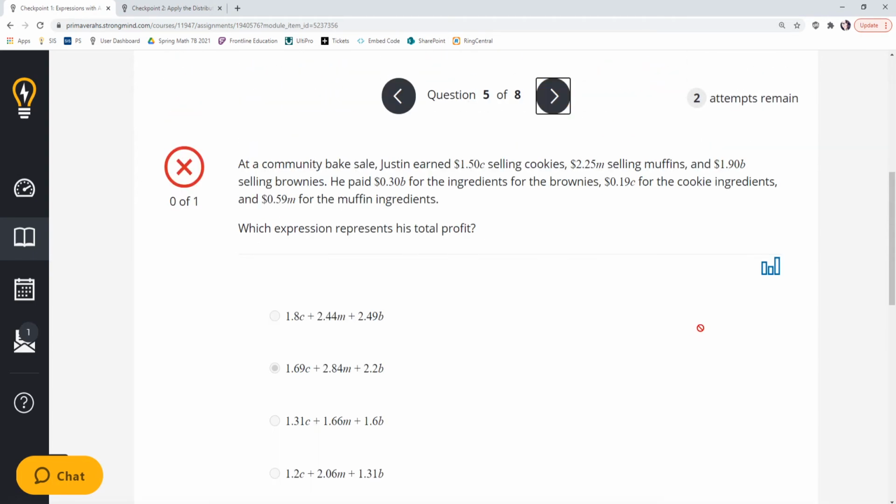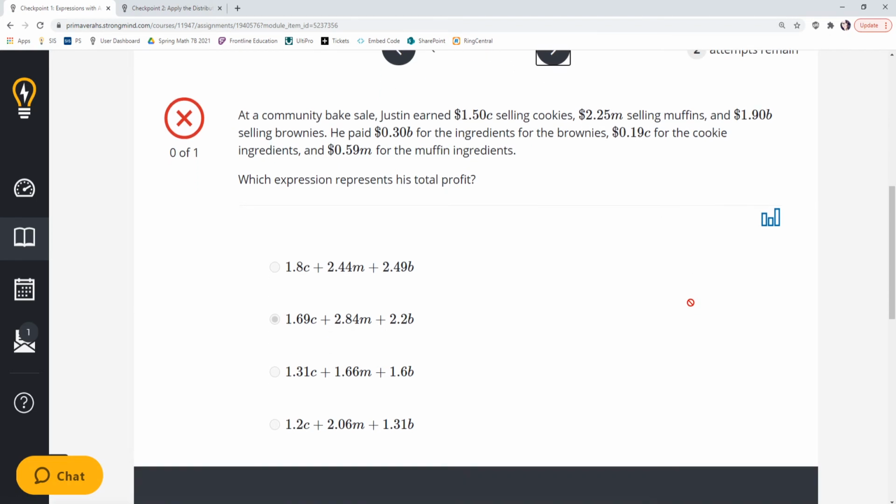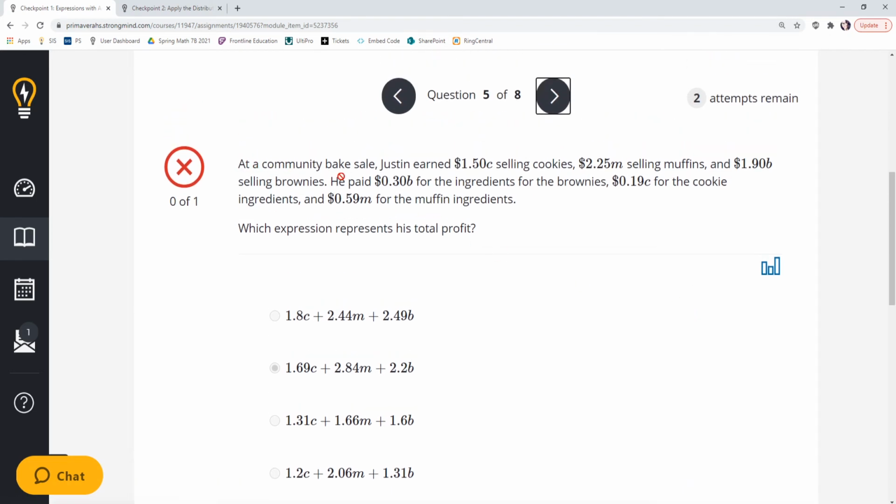All right, next one. Okay, so here it says at a community bake sale, Justin earns 1.5c selling cookies, 2.25m selling muffins, and 1.9b selling brownies. He paid 0.3b for the ingredients, 0.19c for cookie ingredients, and then 0.59m for muffin ingredients. Which expression represents his profit?